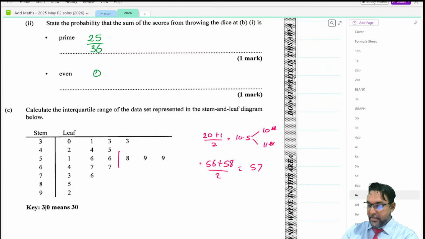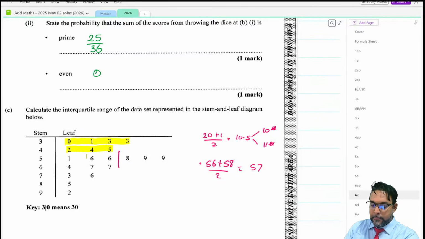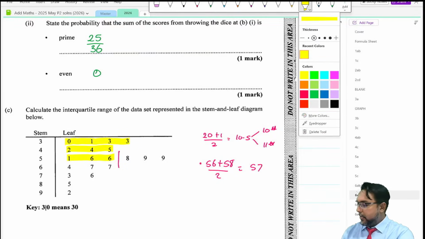So we have a lower half of the data, which I will highlight in yellow. And then I'll highlight the upper half.